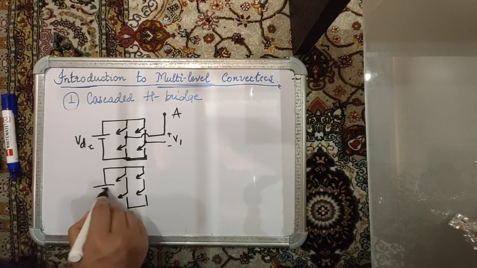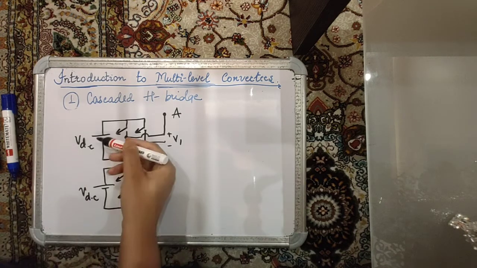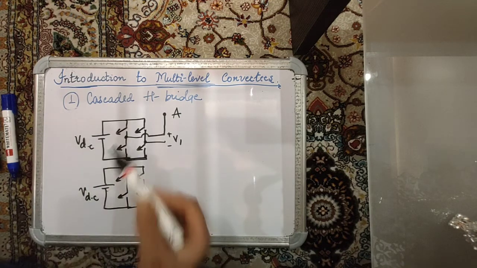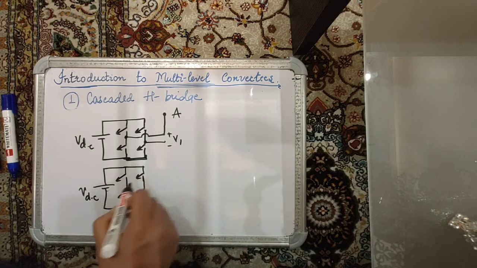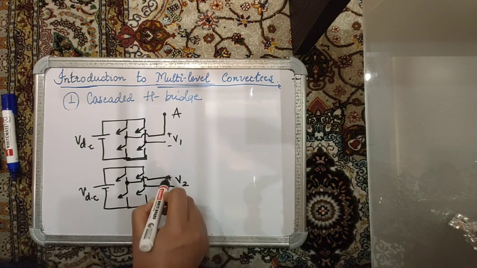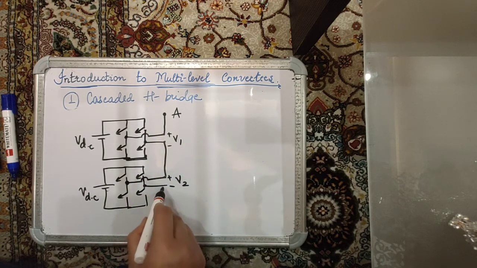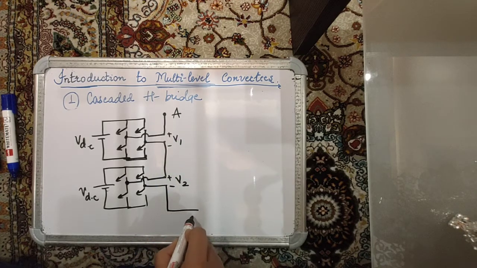and this H bridge will have another DC supply, say VDC, which will be isolated from this DC voltage source. So this is a different voltage source, electrically isolated from this voltage source, and this is also going to give us some output. Let's call it V2, and we basically want V1 plus V2. So we are cascading them or connecting them in series, and we want these two to add up onto the load. So this becomes my, say, the neutral point of the load.